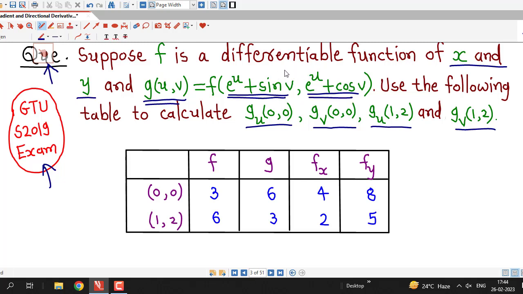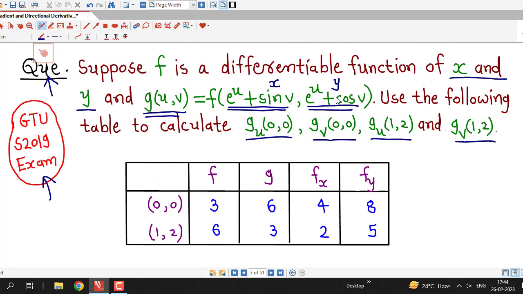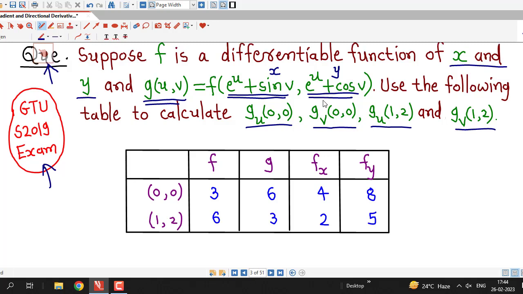So because f is a function of x and y, we will consider x equal to e raised to u plus sin v and y equal to e raised to u plus cos v. So f can be written as f of (x, y), where x equals e raised to u plus sin v and y equals e raised to u plus cos v. That is, f is a function of x and y, and x and y are functions of u and v.